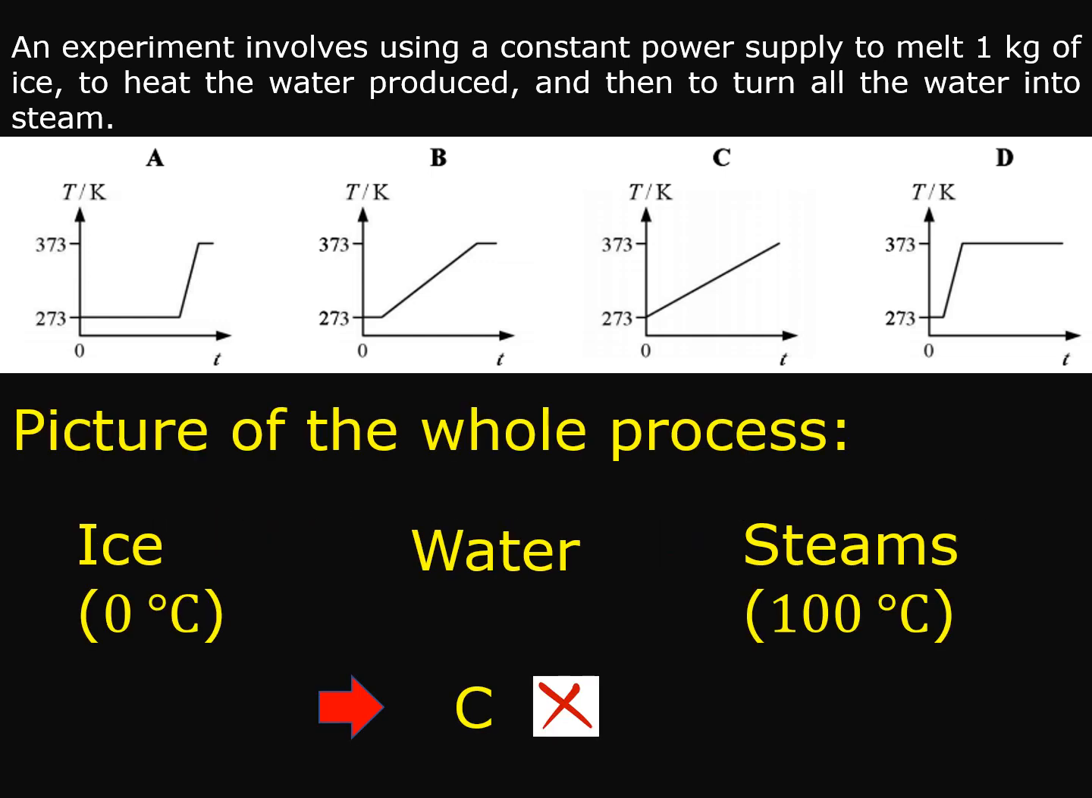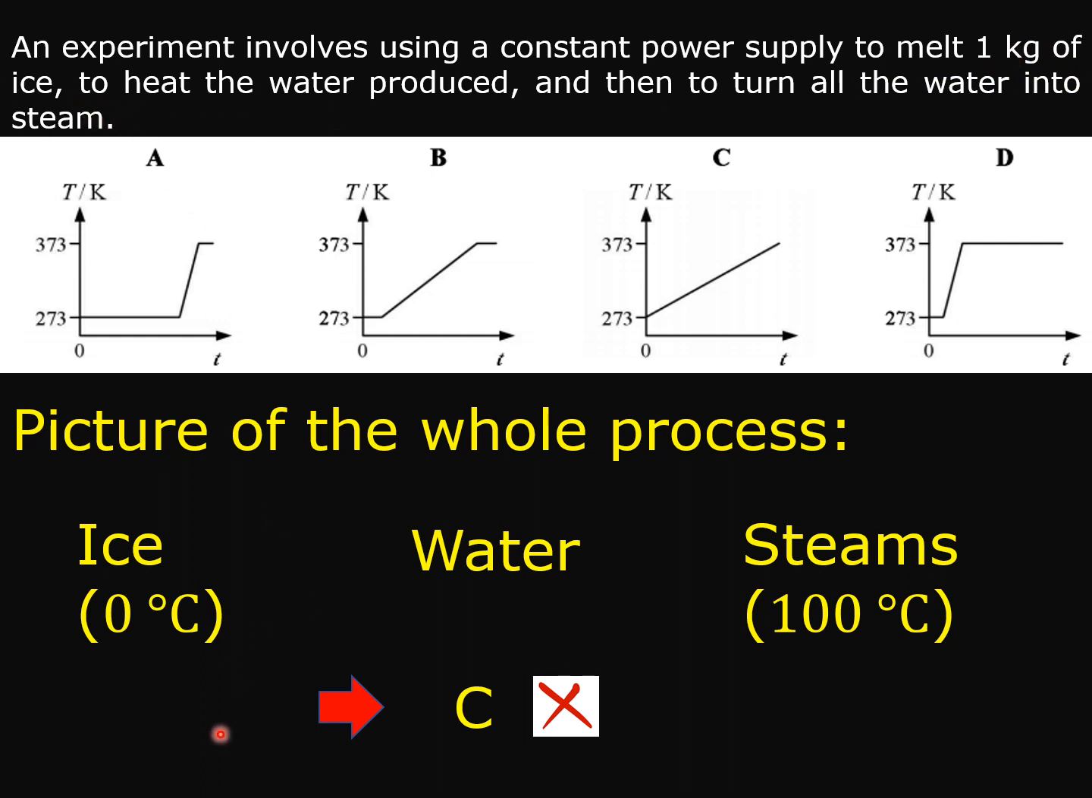The next piece of information we can try to get from the question is about the whole process undergone by this system. When we heat the ice, what processes does the system undergo? So we need to have a picture of the whole process. From the statements given in the question, we use a constant power supply to melt 1 kg of ice and to heat the water produced, and then to turn all the water into steam.